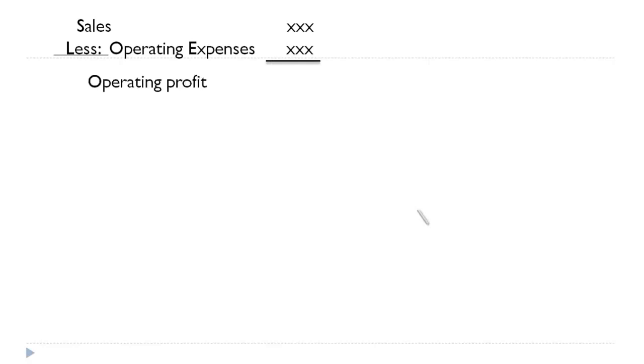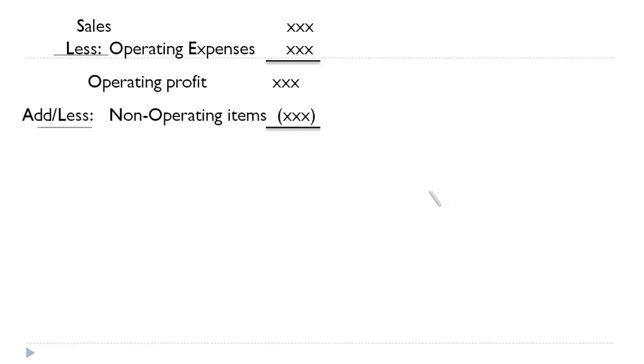Let us say there is a sales figure. From sales, we'll deduct all the operating expenses. So from sales, if you deduct all the operating expenses, what you will get is called operating profit. This profit is before providing for non-operating items, right? From this operating profit, we can add or deduct the non-operating items. That would give us profit before tax, or we can say it is profit after providing for non-operating items.